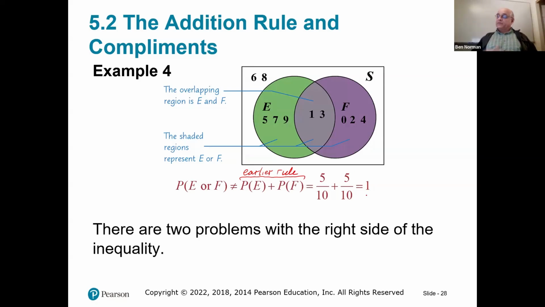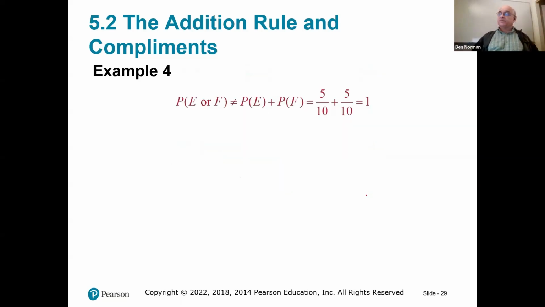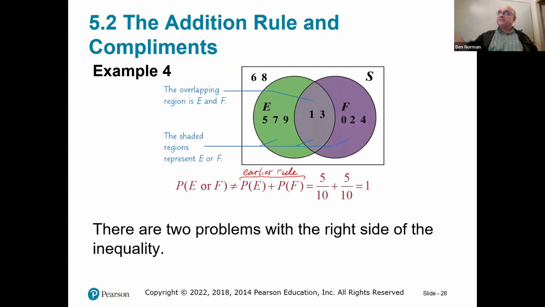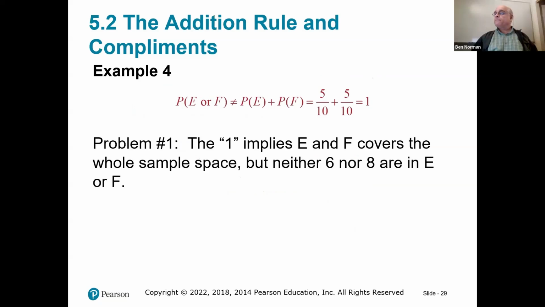There are two problems with the right side of this equation. Looking at this closer, problem number 1, the 1 that we see at the end implies E and F covers the whole sample space. But when we look at the whole sample space, there are the 6 and the 8 in the upper left corner, but neither 6 nor 8 are in E or F. So yeah, something's going wrong.